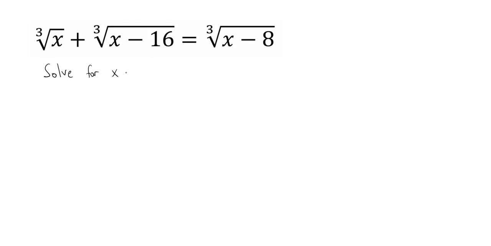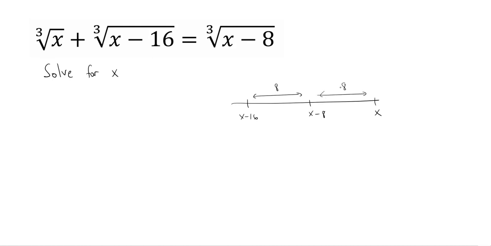What I want to do, though, is utilize some very subtly hidden symmetry. Subtly in the sense that it's not that hard to find. So you'll see here we have these three numbers under the radicals: x, x minus 8, and x minus 16. Of course, the smallest is x minus 16, right? If we put these on a number line, there'd be x minus 16, here'd be x minus 8, and here would be x. And of course, the distance is going to be 8 in between these numbers.